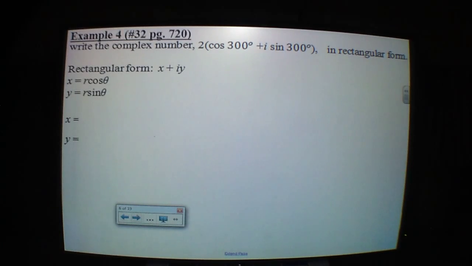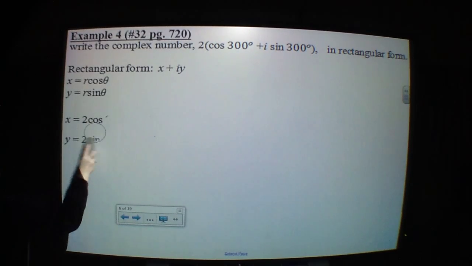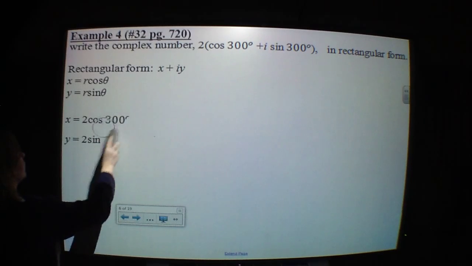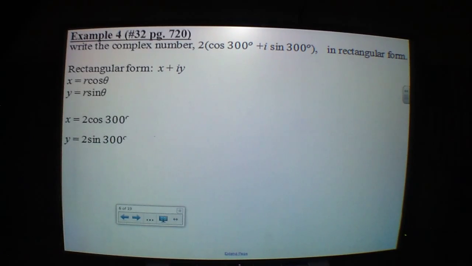Write the complex number in rectangular form. Rectangular form is x plus i y. Remember, x is equal to r cosine of theta, y is equal to r sine of theta. Looking at what we have there, r is 2. So x is 2 cosine of theta, and theta there is 300. So there's my x and there's my y.